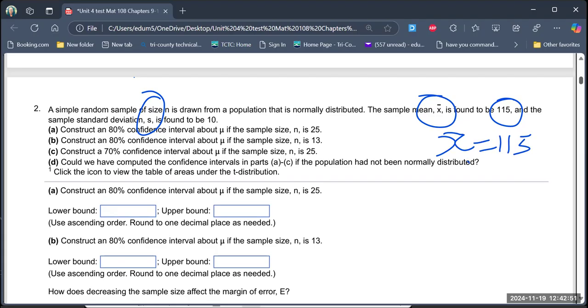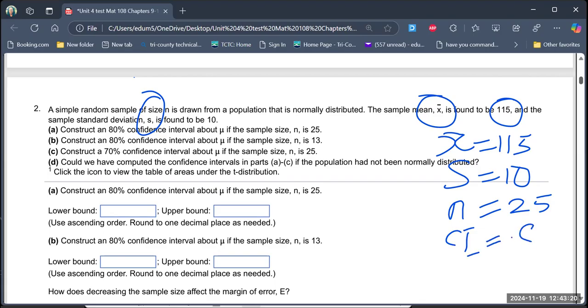And sample standard deviation is 10. So these are what we are given for now. Now, part (c) says construct an 80% confidence interval about the mean if the sample size is 25. So suppose the sample size is 25, I am told to find the confidence interval. The mean is 80.8. Okay. And then I think I have everything to do this confidence interval.